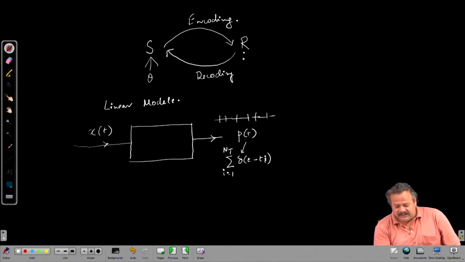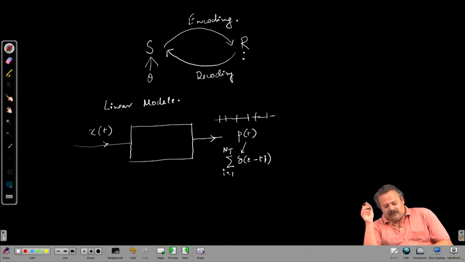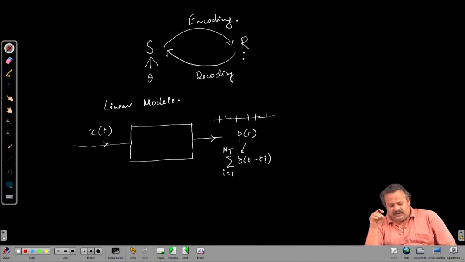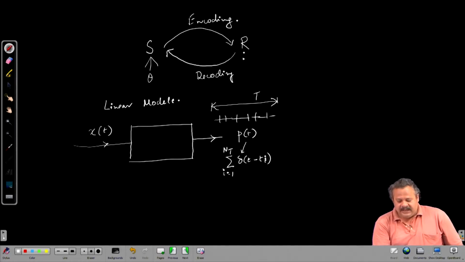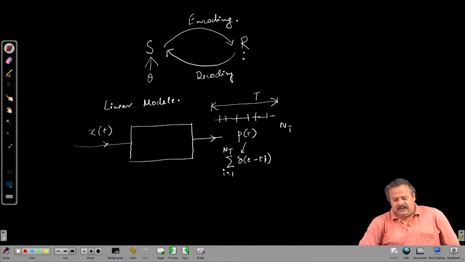Here delta(t minus t_i) is the Dirac delta function. We will go into details of it in a little bit. We are representing each spike at time t_i with this sum. So if there is a time window capital T here, and we are saying that there are N_T spikes, and each of those spikes are occurring at time point t_i, then this is the representation of p(t), that is the response.